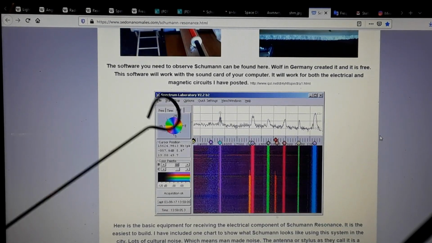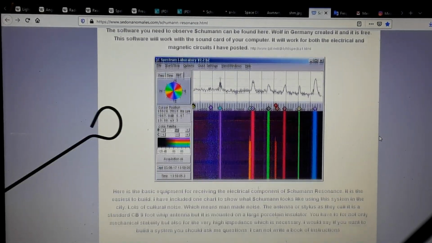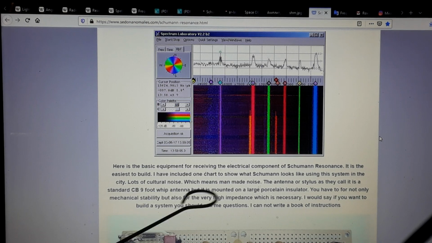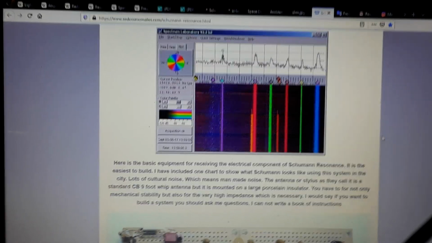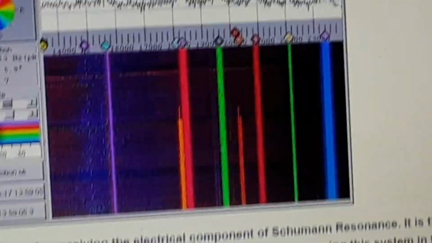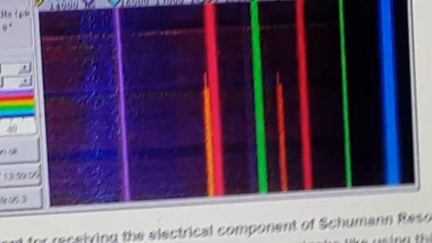Okay, so he's testing it, the spectrum. Here is the basic equipment for receiving the electrical component of the Schumann resonances. See these little spikes here? I like looking at them just for the colors. Look at this. That's just a really cool pattern. You're not ever going to see this anywhere else.